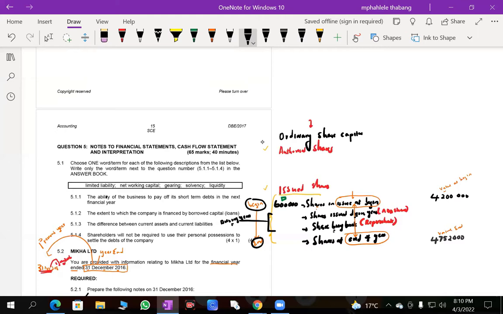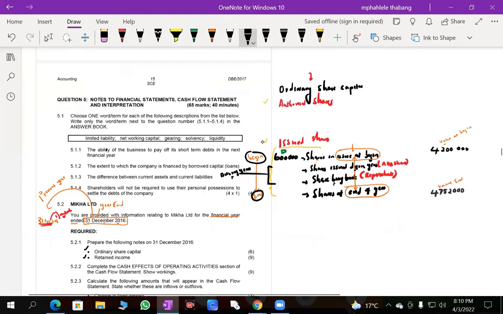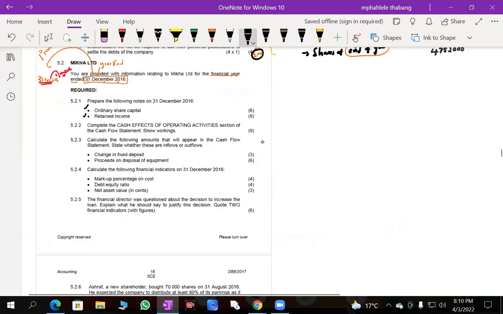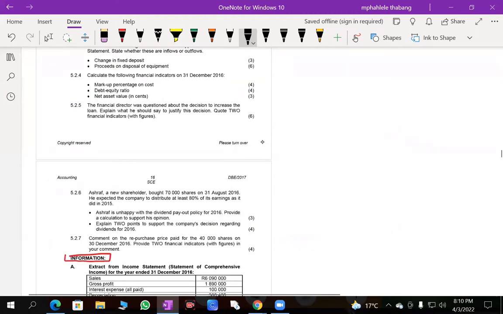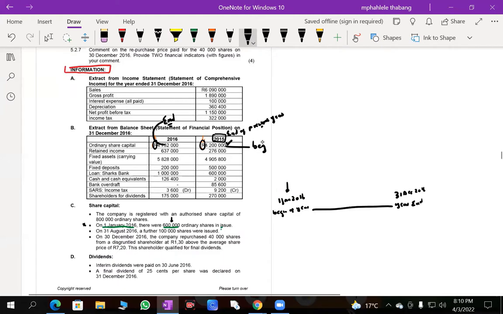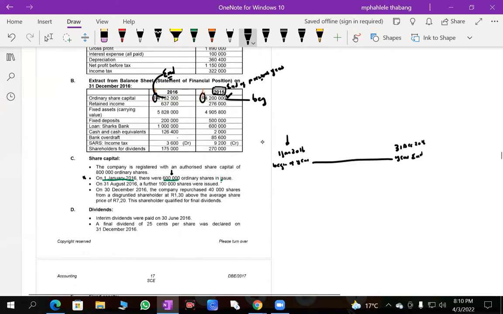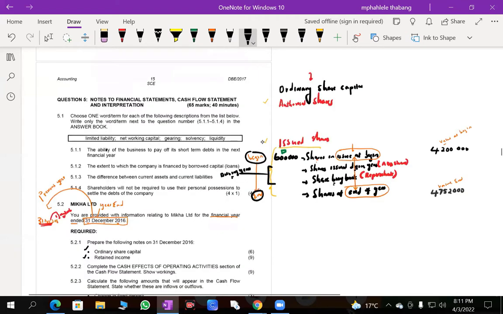So let us look for shares which were issued during the year. Is there any information that has to do with shares issued during the year? We read our information. Is there any shares which was issued during the year? Yes. How many shares were issued during the year? 100,000. Good. So you write 100,000. This is shares issued during the year.